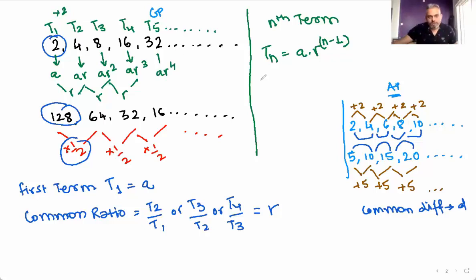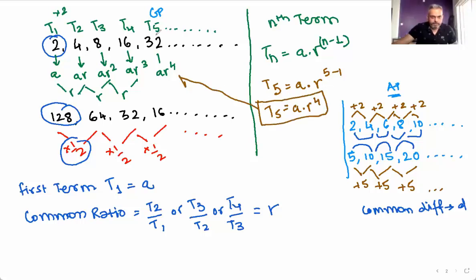So how does this work? For example, if we want to find out T5, we take n is equal to 5, A into R raised to 5 minus 1, which is equal to A into R raised to 4, T5. Let's check, is it matching with this? T5 is basically A into R raised to n minus 1, 5 minus 1, which is equal to 4. So over here, this is the formula we will be using to find the nth term.